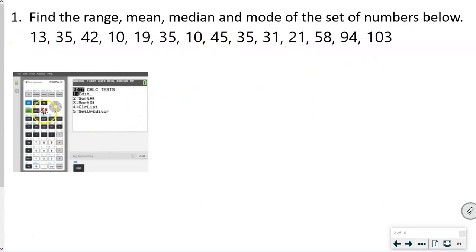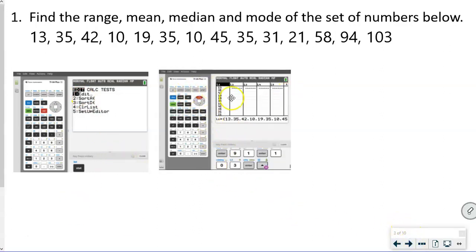So we're going to click on this stat button right here. When we do that, this screen's going to come up, and we want to either click edit if you're using an app on your phone that's a graphing calculator, or you click 1, either way. Then you're going to get this screen. So this is where you're going to enter your set of data.